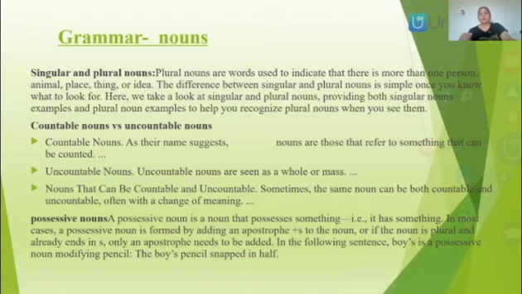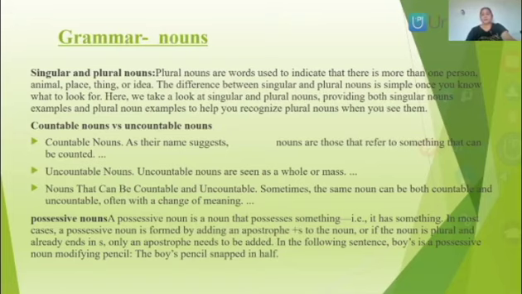Even money is uncountable. You might ask me, ma'am, how is money uncountable? I can count 1 rupee, 2 rupee. It's not like that. It's uncountable. Okay? Similarly, so nouns, the basic classification, there are two: countable and uncountable. Sometimes the same noun can be both countable and uncountable.